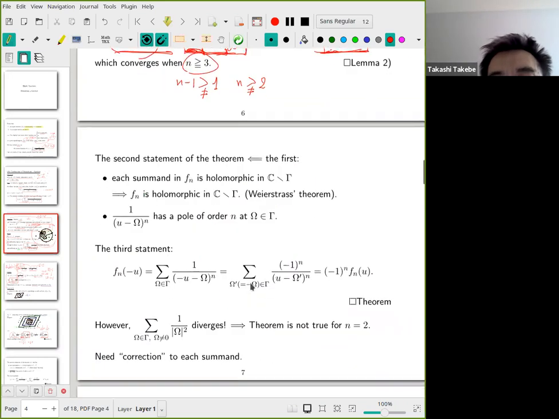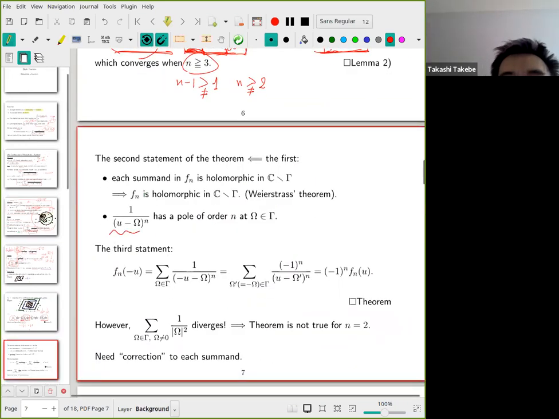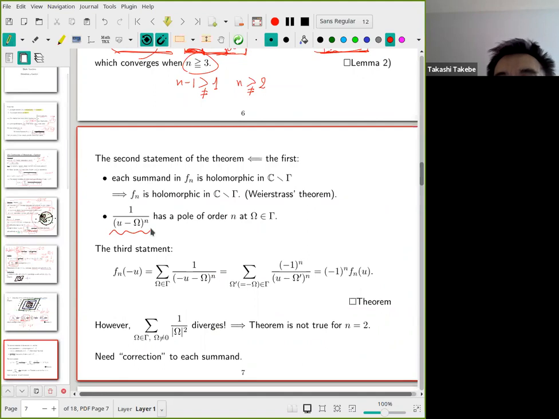And at each lattice point, it has such a term around omega, so it has a pole of order n. So it is a meromorphic function.